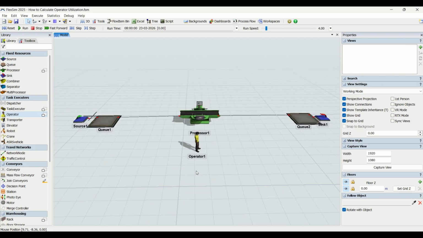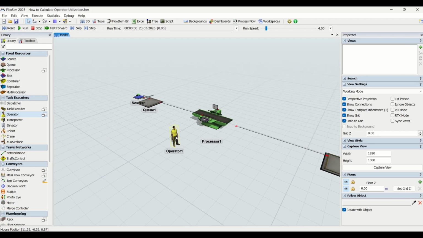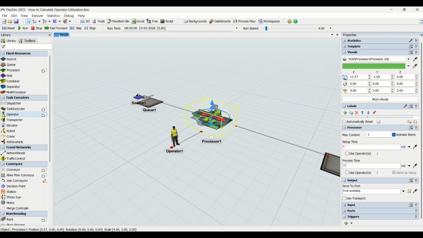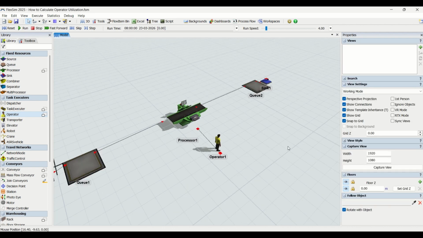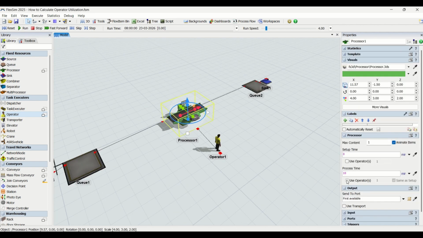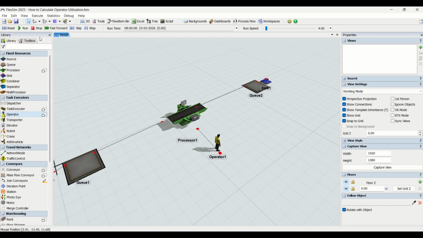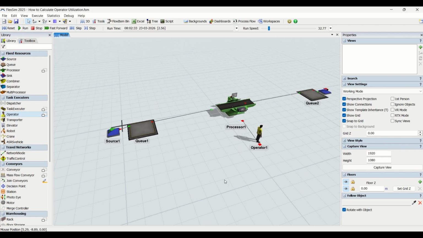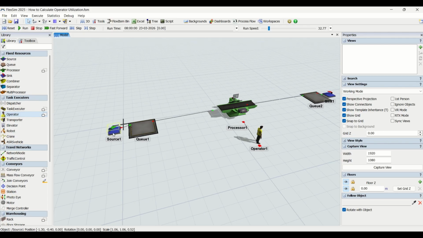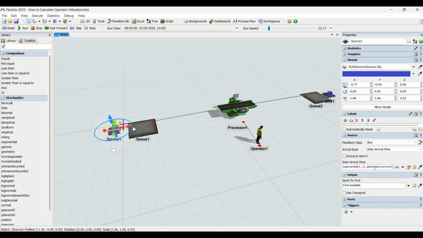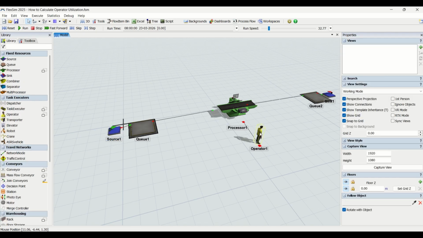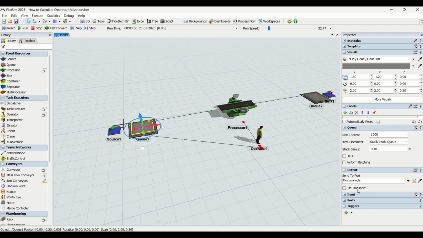In today's video, we are going to understand a very basic thing of analysis, and that is operator utilization. Why operator utilization? Because that comes under resource utilization, and it is very important for any factory, engineering layout or industry to analyze what my operator utilization is. How much is my operator being used, and how are things being taken care of?